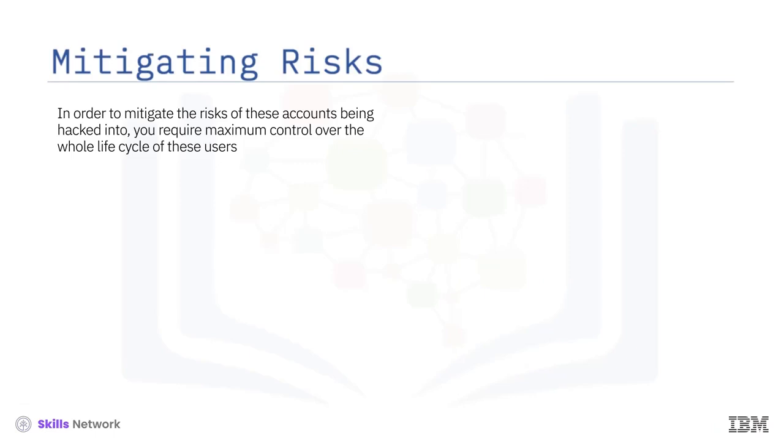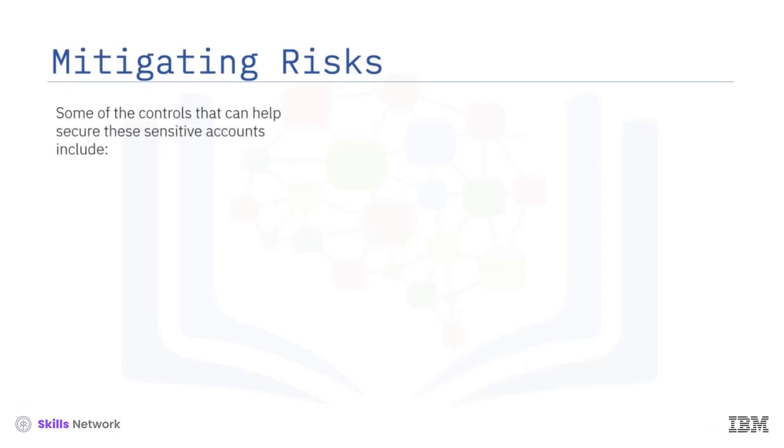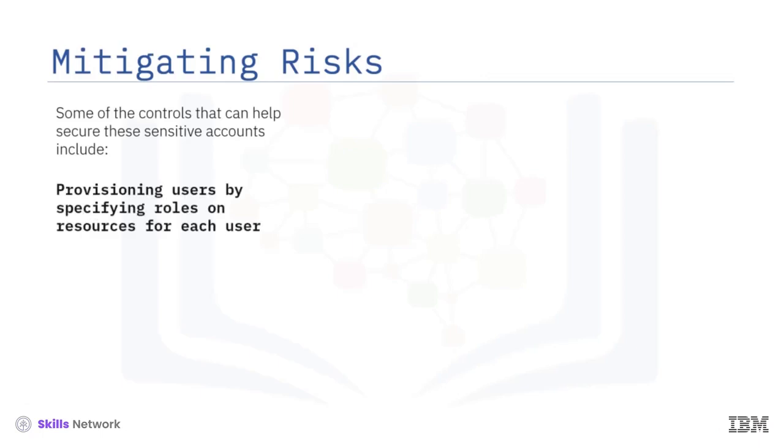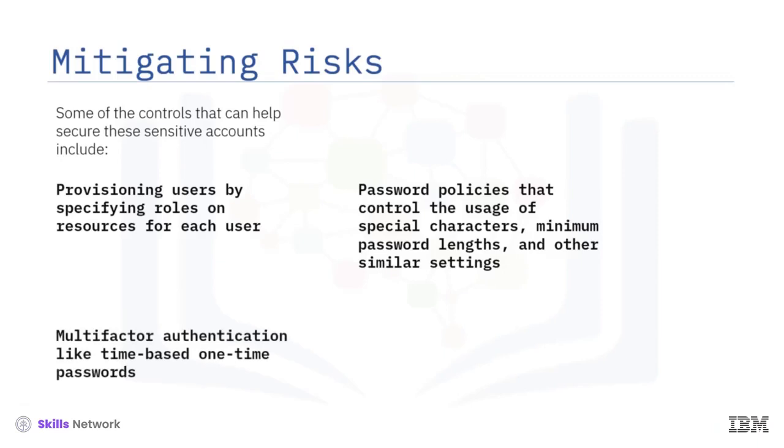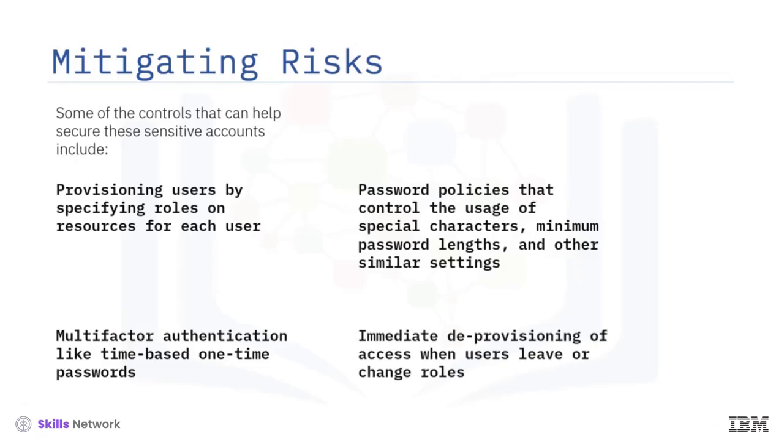of these users. Some of the controls that can help secure these sensitive accounts include provisioning users by specifying roles on resources for each user, password policies that control the usage of special characters, minimum password lengths, and other similar settings. Multi-factor authentication like time-based one-time passwords, and immediate deprovisioning of access when users leave or change roles.